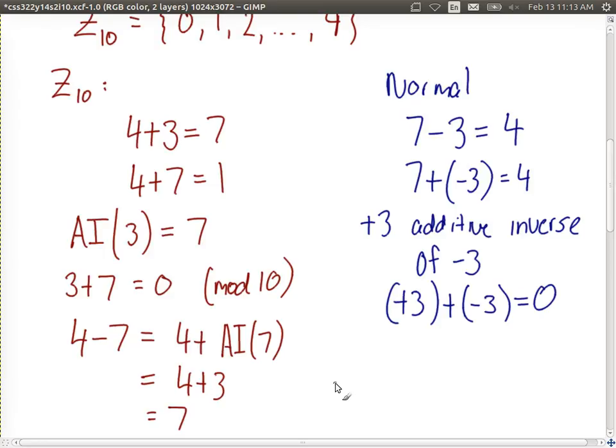Of course, the other way to think of it is wrapping around. Remember the Caesar cipher? We implemented the wraparound feature as a mod, and it's the same. 4 minus 7, go back 7 spots. Where do you get to? You come back around to 7. If we have a sequence from 0 to 9, Z10 is a sequence from 0 to 9. If we start at 4 and we go back by 7 positions, where do you end up? At 7.